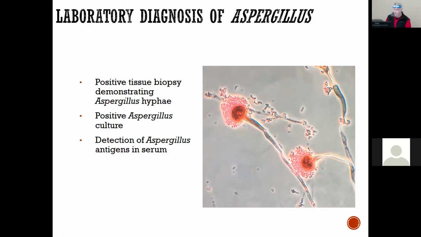Okay, so positive tissue biopsy demonstrating this hyphae, that stain of the spore head. We can also grow it, so we can get a positive Aspergillus culture, and then we can do detection of the antigen in the serum with our immunology testing.